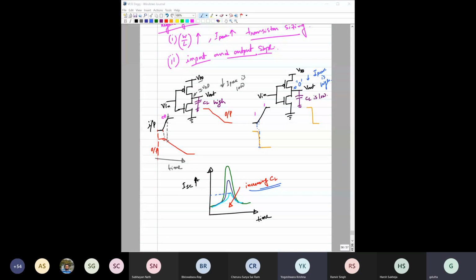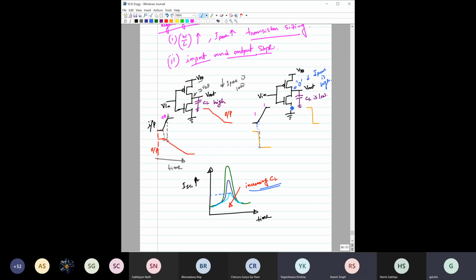Sir, when CL is high, why are the output characteristics like this? Because then, suppose you are not changing the size of this PMOS and NMOS, will it not take much longer time for this CL to get discharged through this NMOS? Okay, sir. Got it. But if CL is lower, then it will take very less time to get discharged, right?